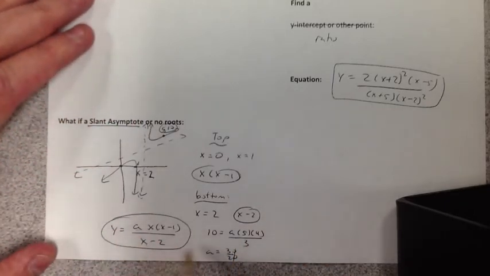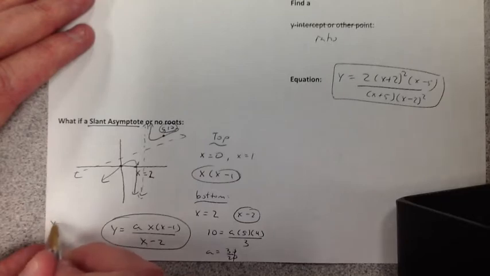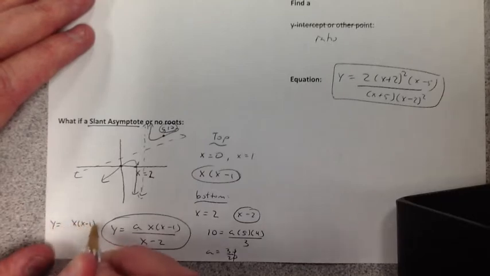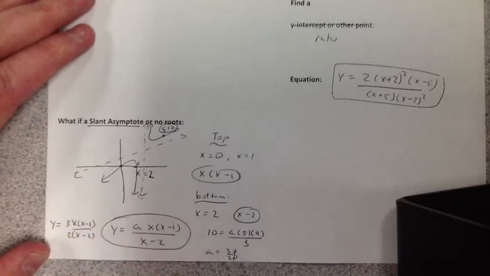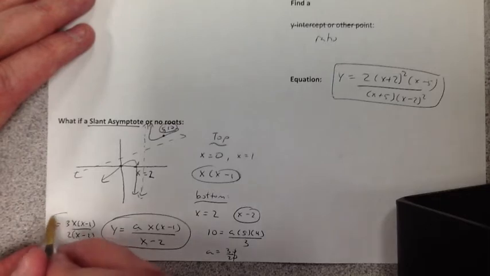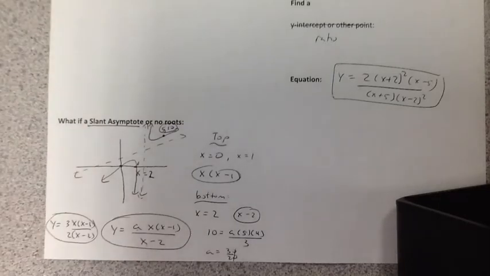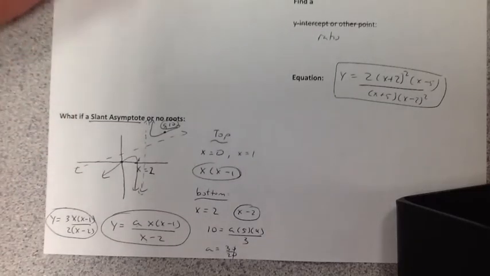So now my equation, I would just plug it in here. Y equals, and you can write it this way. Here we go, x times x minus 1 over x minus 2. Put the 3 on top and the 2 on bottom, and you get your 3/2. And that would be the equation of our slant asymptote. You may want to try that one again.